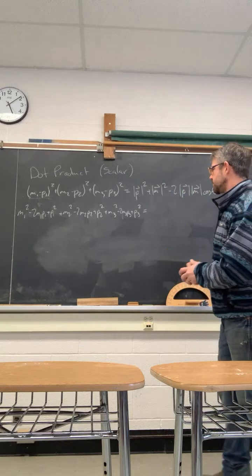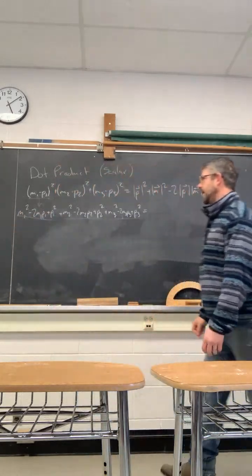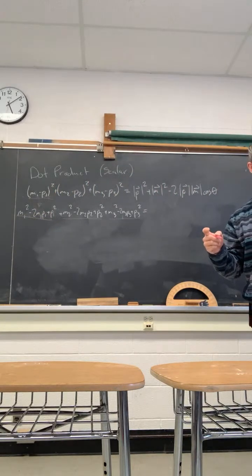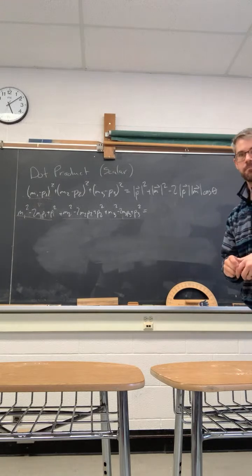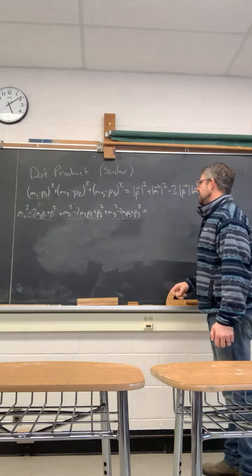Now the left side has turned itself into 3 perfect square trinomials. And those are the results of the expansions of those squares of the independent components of the length of that third vector, m minus p. Now I'll do the magnitude of p and the magnitude of m.